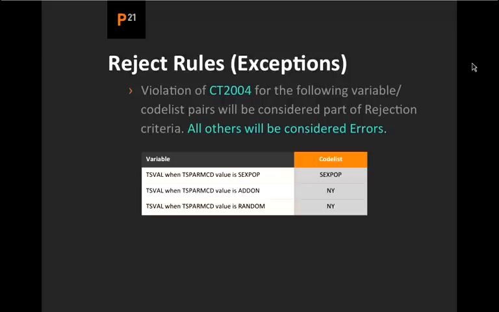Very similar exception for CT2004. This is also a non-extensible code list rule, except it's looking at the value level code list in trial summary and in other places. But the three places that would cause a rejection would all be in trial summary, and there are three different parameter CDs where an incorrect code list would cause a rejection. Once again, these are very, very basic code lists that should not be extended.